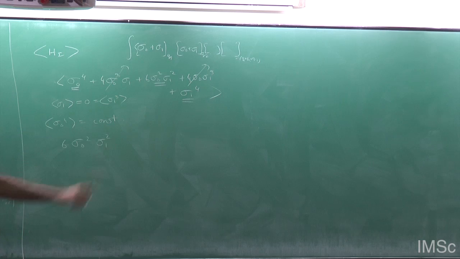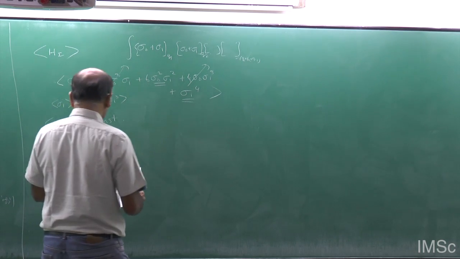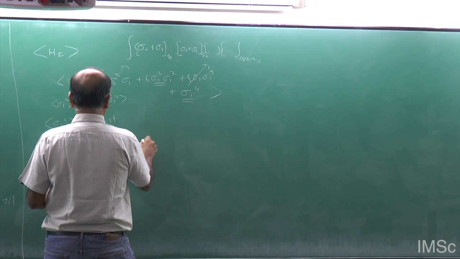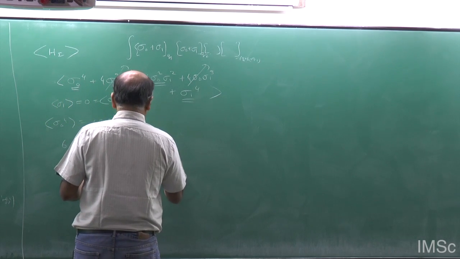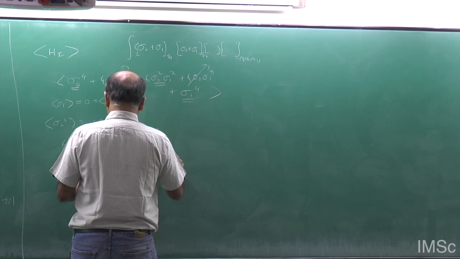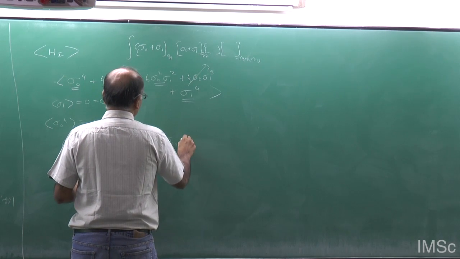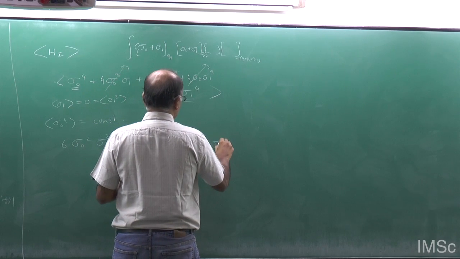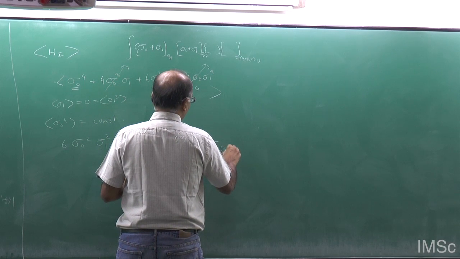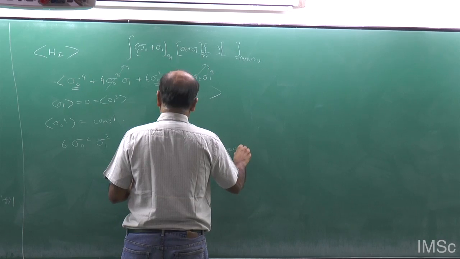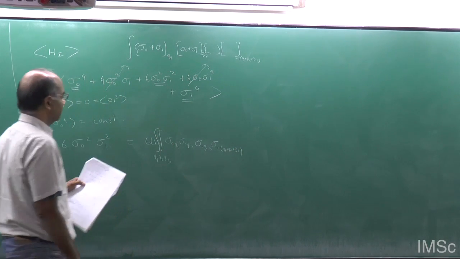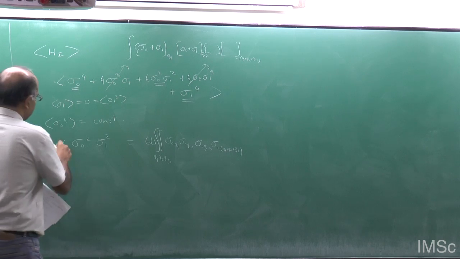So let me write this out fully in momentum space. So what is this? This is something like this: 6 times q1, q2, q3, sigma naught q1, sigma naught q2, sigma 1 q3, sigma 1 minus q1 plus q2 plus q3. And there's a u here. These are 3 integrals. And we have to evaluate this.